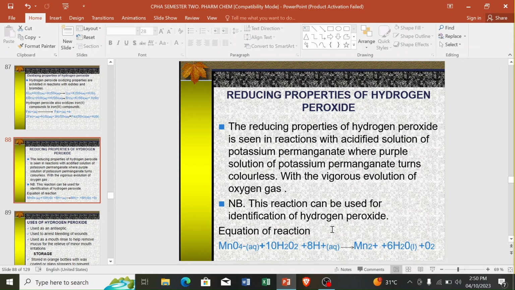This is the equation of reaction of what happens when we have permanganate ion reacting with hydrogen peroxide in the presence of an acid. These protons are acids. We get manganese 2 ions, and then water and oxygen gas. So that is the reducing and the oxidizing properties of hydrogen peroxide, because that is what makes hydrogen peroxide unique from other compounds of the periodic table.